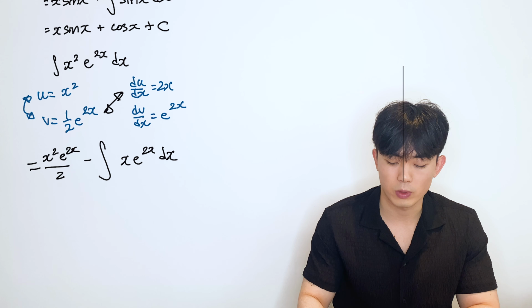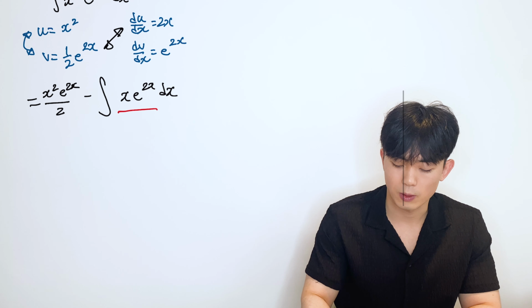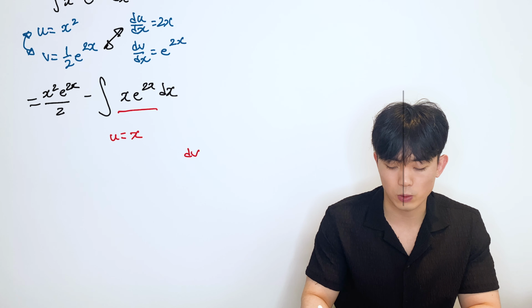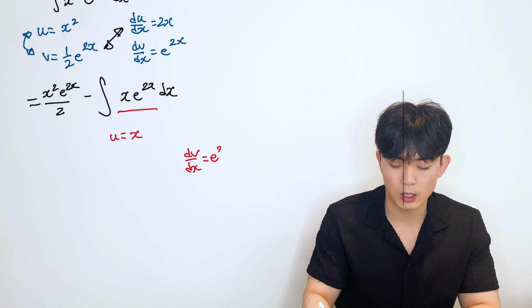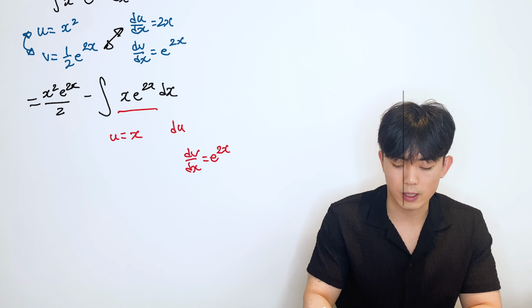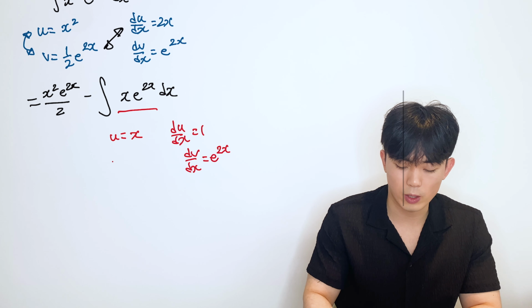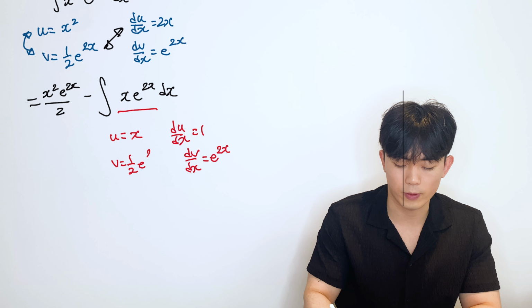So once again, we're looking at just these two now. We have to set u equal to something, and in this case u is x, dv by dx will therefore equal e to the 2x, and then du by dx will equal 1, v will equal half e to the 2x again.